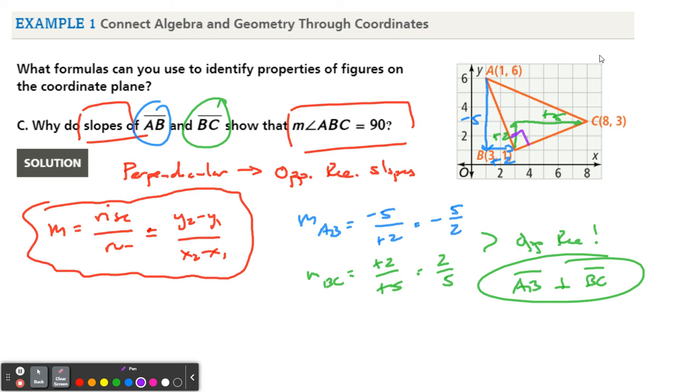Okay, so there's your first video, and that kind of goes over distance, midpoint, and slope, the three formulas you need to be able to use in this section.